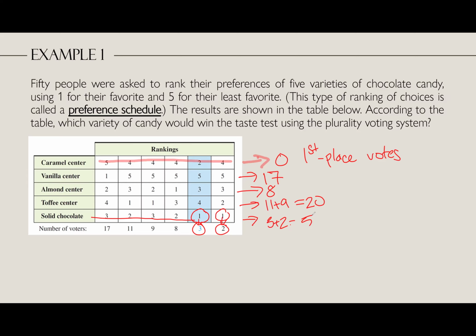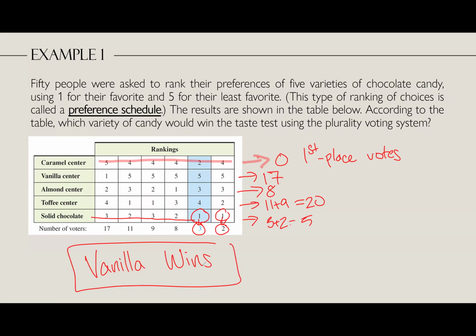So which one has the most first place votes? It looks like vanilla had the most. So if I'm using this plurality method, vanilla wins. Notice here in this plurality, there are some flaws. For example, look at vanilla. Vanilla did have the most first place votes, but it had a ton of last place votes as well. The issue with the plurality method is that it tends to ignore the extremes. It just looks at the bare minimum, is how I'll word it.